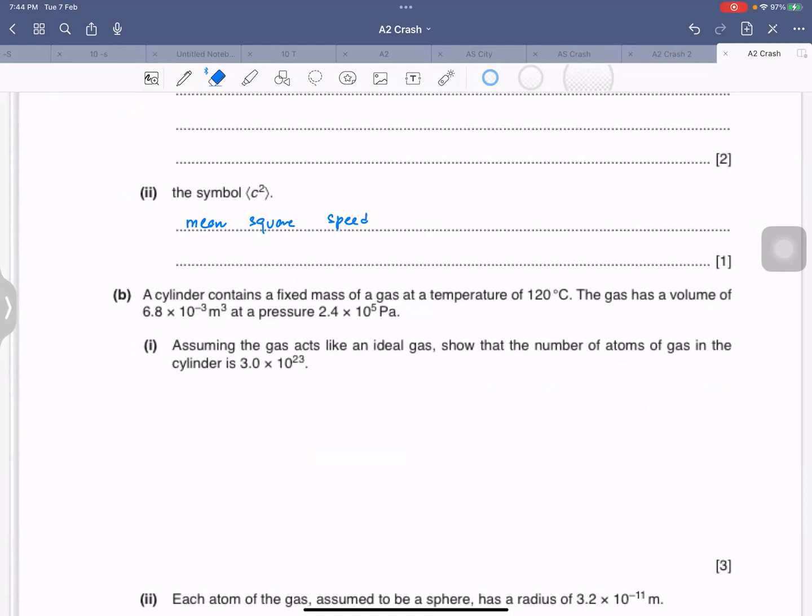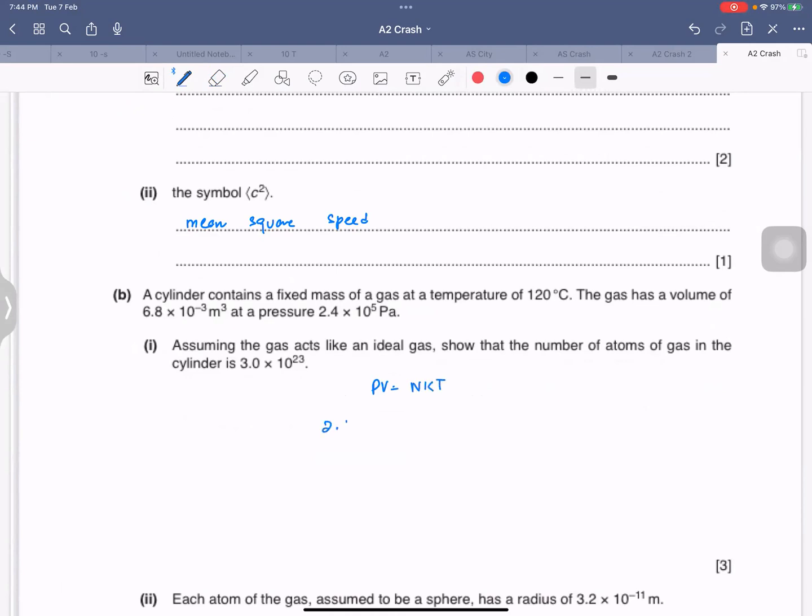All right. Then a cylinder contains a fixed mass of gas at 120 degrees. The gas has a volume of this and pressure of 2.4 times 10 raised to 5. Assuming the gas acts like an ideal gas, show that the number of atoms of gas in the cylinder is this. So that's pretty easy. Which formula should we use? PV is equal to NkT. Yeah, PV equals NkT.